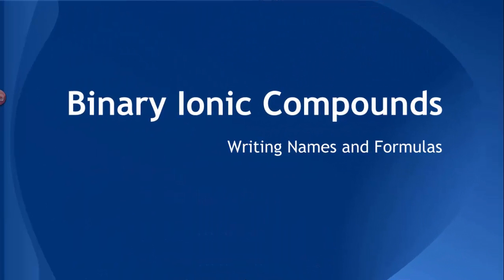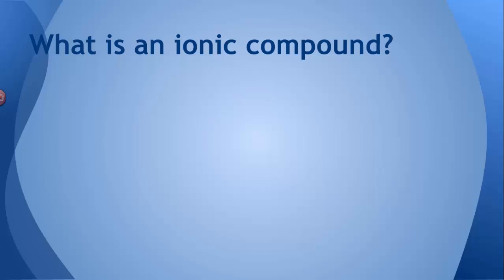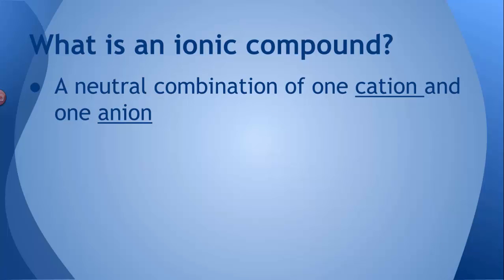So now that you know how to figure out the charges on ions and write their symbols, we're going to learn how to write formulas for what are called binary ionic compounds. So first of all, we want to understand what is an ionic compound. You see the word ion in there, and that's kind of important. An ionic compound is a neutral combination of one cation and one anion.